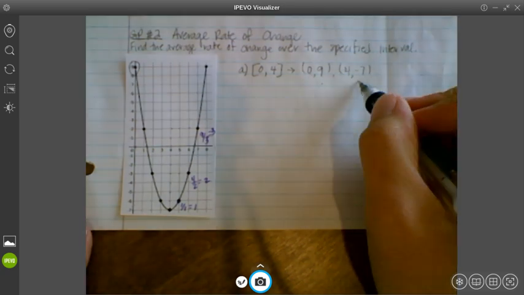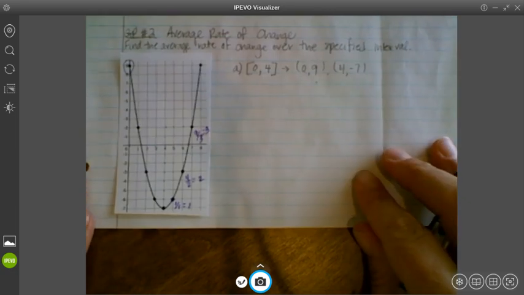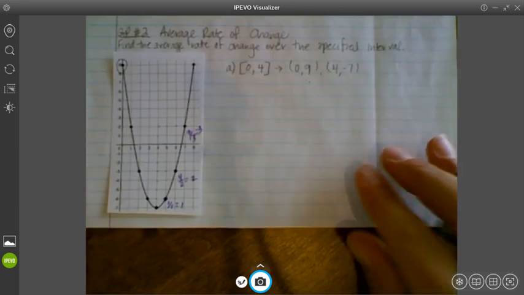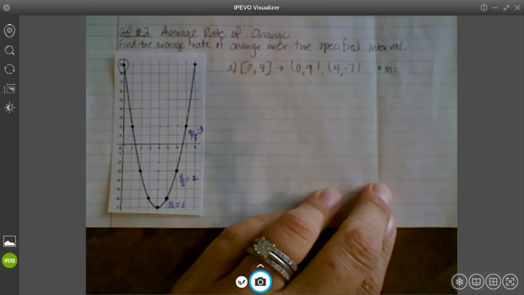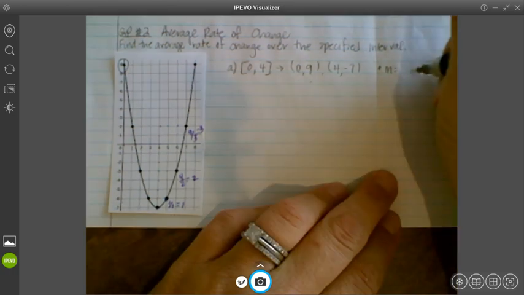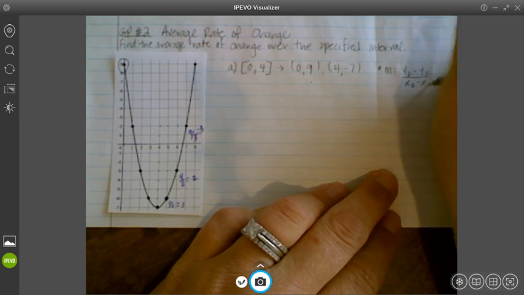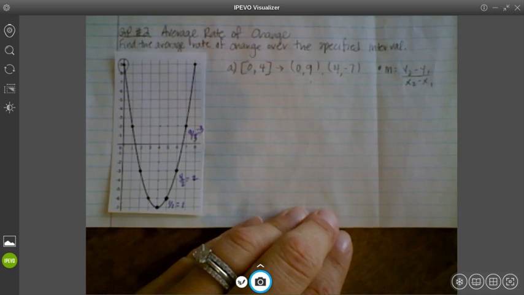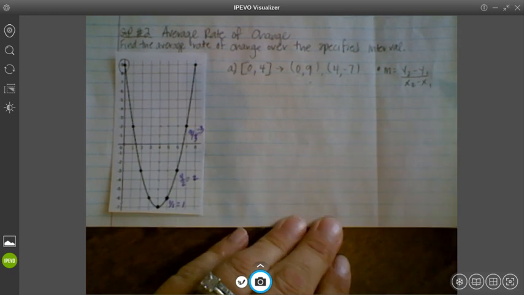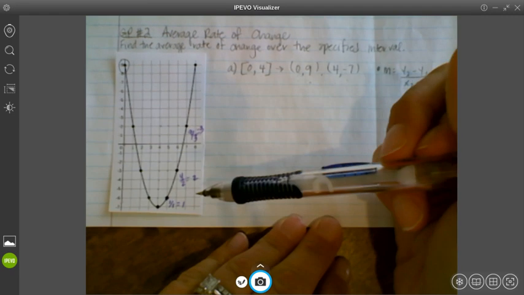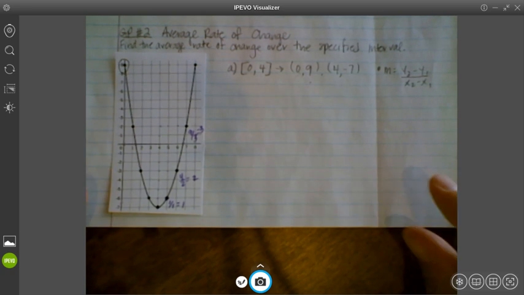So these are the 2 points that we have to use to find our average rate of change, or what we've learned before as the slope. So recall from our review notes that to find the slope, we use the slope formula, which is y2 minus y1 over x2 minus x1. Now, it is imperative that you show this work. It is not satisfactory for you to just count on the graph and tell me the slope from there. You have to show the work.